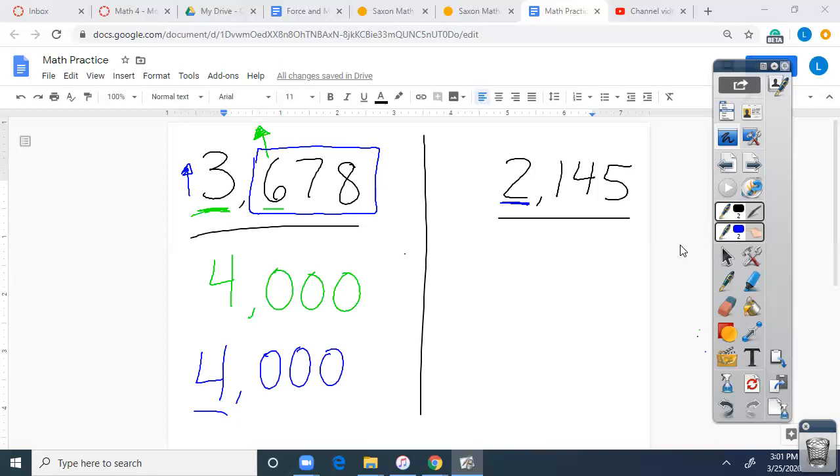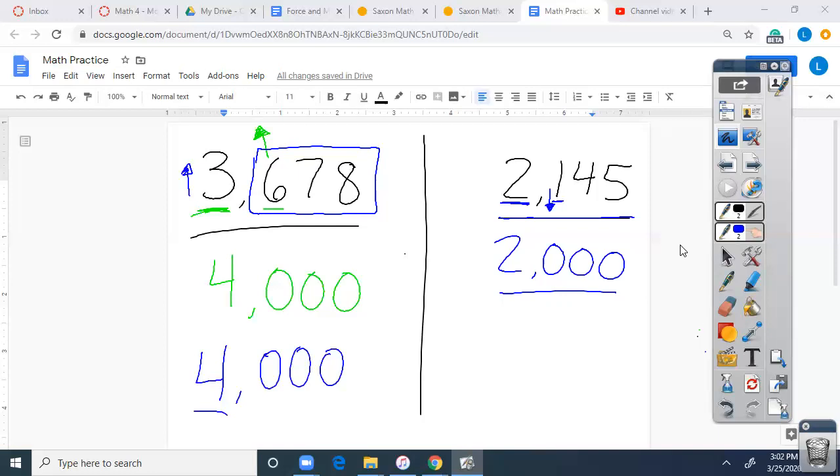So to figure out if we go up or we stay the same, we are going to look at our 1. Is 1 bigger than 5 or smaller than 5? It is smaller than 5, so that means we're going to get smaller. We're going to go down. So instead of going up to 3,000, we go down to 2,000. Okay, think about it. 2,000 is smaller than 2,145, right? So when I say we go down, that doesn't mean that the 2 goes down to a 1. It means that 2,145 is going down. It's getting smaller. So the answer is 2,000.